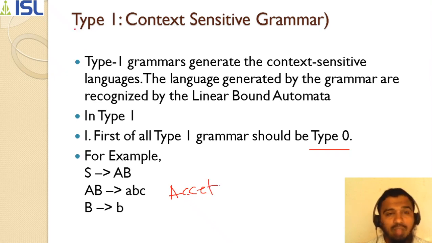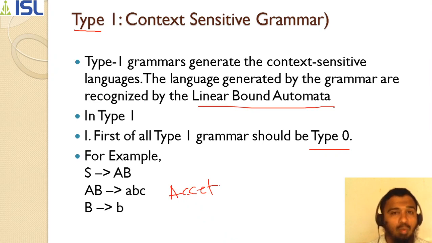So this is a type 1. What is the condition here? First of all, type 1 grammar should be type 0. Type 1 grammar generates the context sensitive language. The language generated by the grammar is recognized by linear bounded automata. Okay, so this is about type 1.